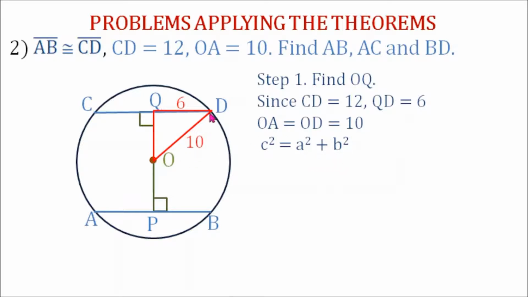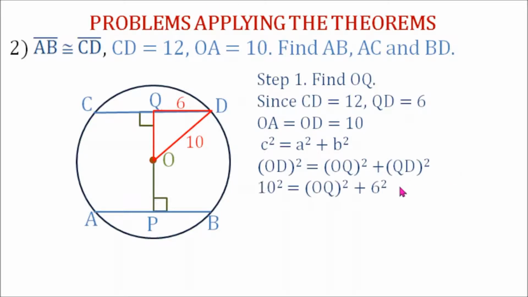So our hypotenuse here, or C, is OD, and we can assign OQ as our side A and QD as our side B. So we have side OD squared equals side OQ squared plus side QD squared. And OD is 10, OQ is the side that we are going to find, and then QD is 6. So we have 10 squared equals side OQ squared plus 6 squared.